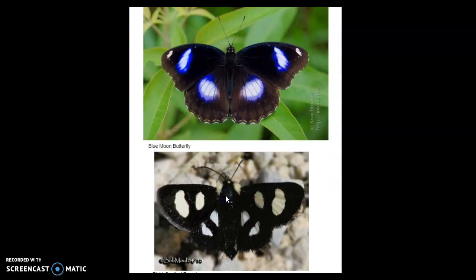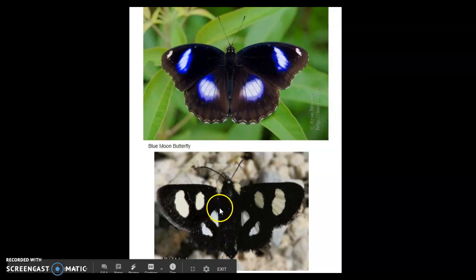4. This pretty butterfly is called the blue moon butterfly. It has 3 spots, one little one and 2 big ones, on each wing. If it has 3 spots on each wing, how many spots does it have total? 6. This butterfly is a type of moth. Actually, this moth is a forester, and it has 4 spots on each wing. If it has 4 spots on each wing, how many spots does it have total?